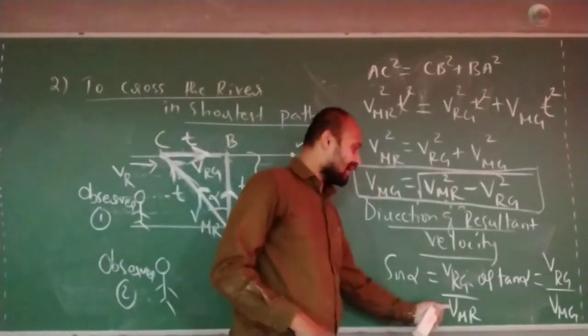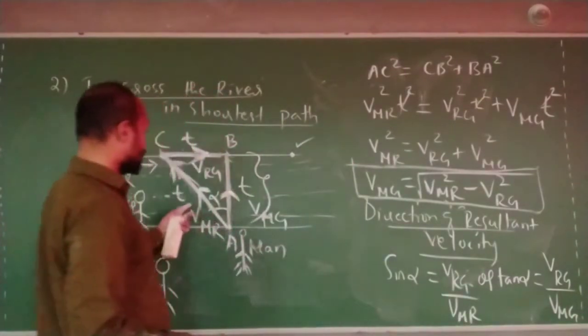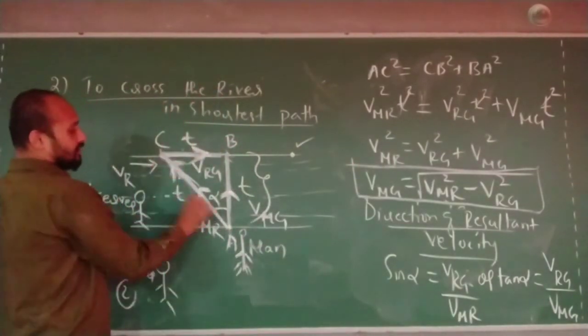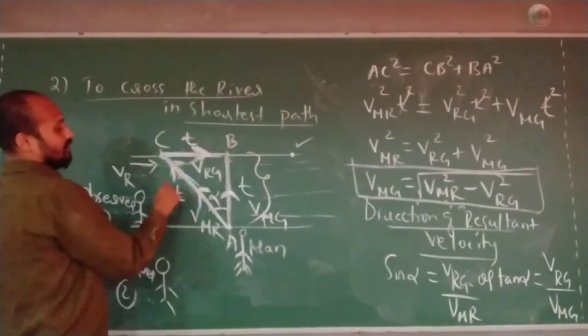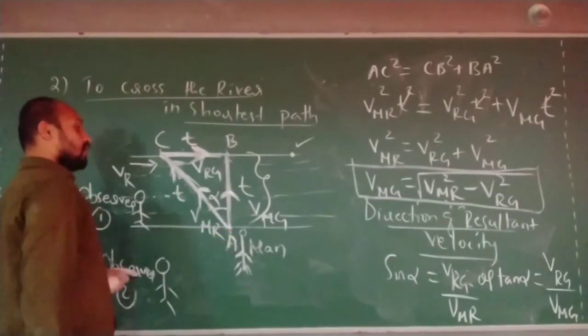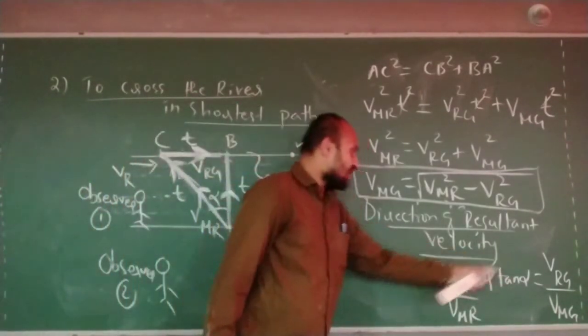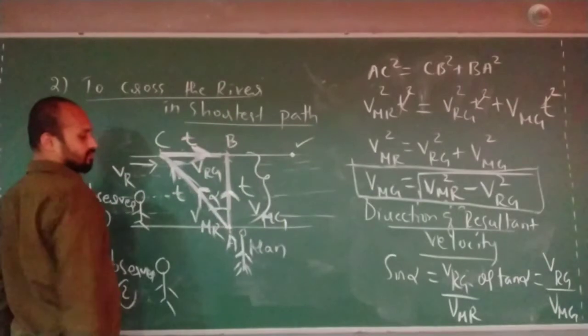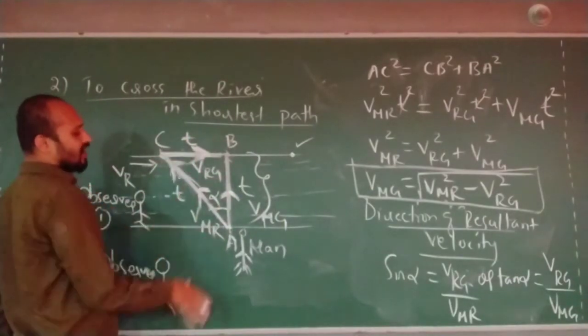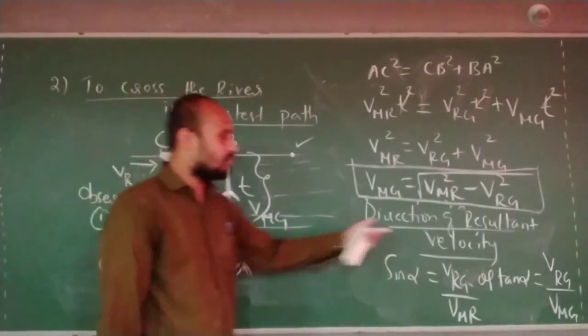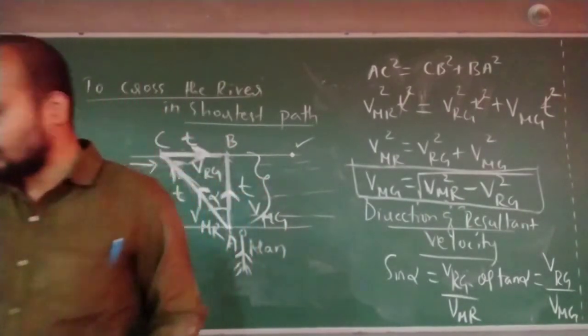Sin alpha is VRG by VMR. You can check this. Opposite by hypotenuse. Or you can write tan alpha is equal to opposite by base. Okay, you can write even cos alpha. Alpha is the angle which I must maintain. That is the most important.